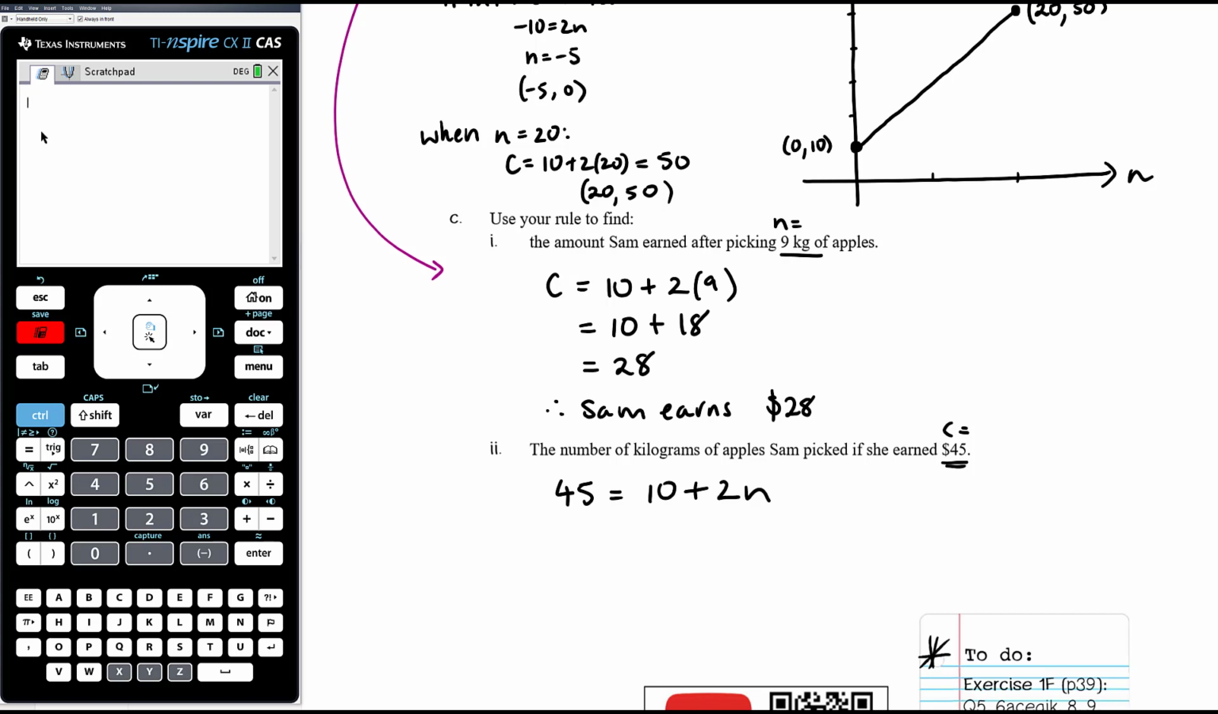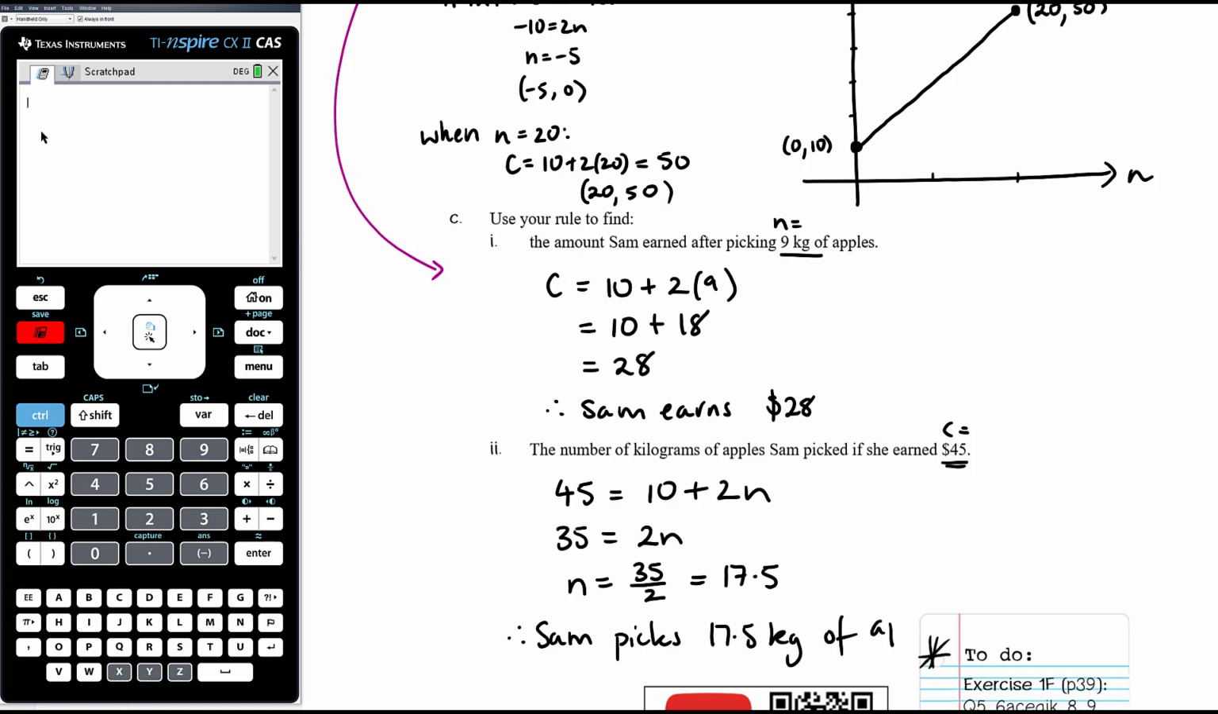So substituting into our rule, and now we need to solve for n. Let's take away 10 from both sides. That gives us 35 equals 2n. And divide both sides by 2. N equals 35 on 2, which is 17.5. So therefore, Sam picks 17.5 kilograms of apples.